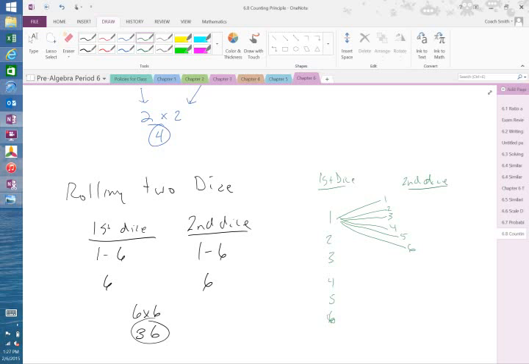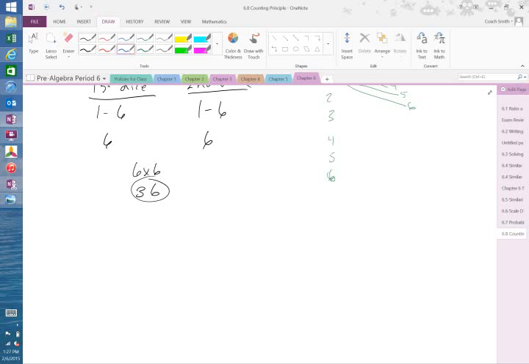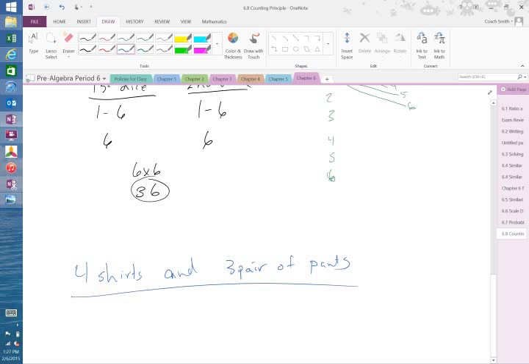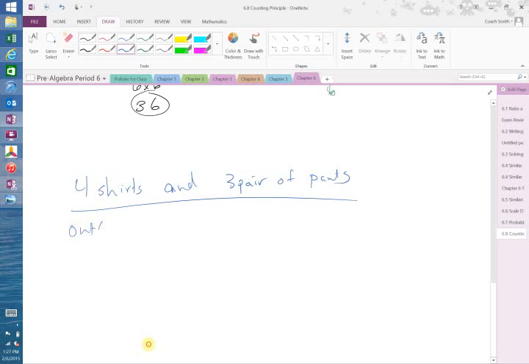Okay. So, for example, then, if I had 4 shirts and 3 pair of pants, how many outfits are possible out of that? How many outfits are possible out of that combination of items? 12.